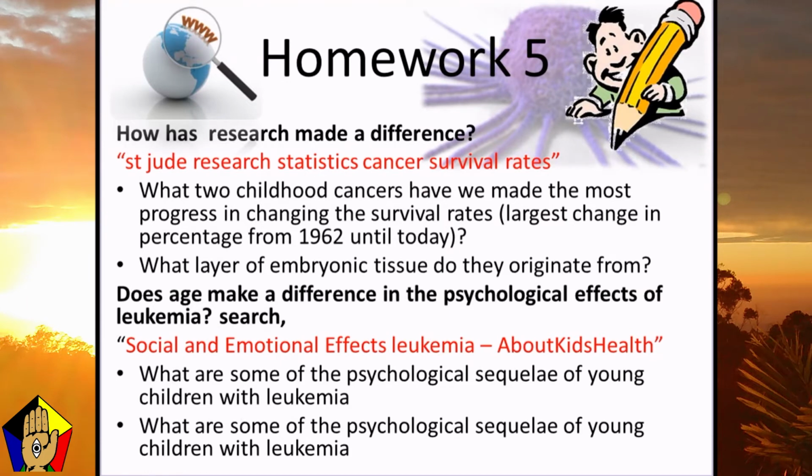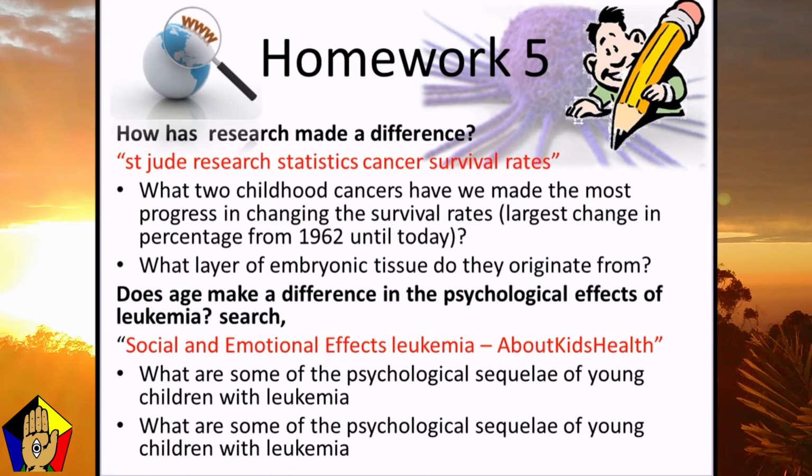There are 2 parts to this homework assignment, and they're really brief. In fact, when you look at this first one, it just shows you like 8 or 9 disorders, and you're just going to pick the ones. But so we want to know, how has research made a difference in childhood cancers? So I want you to actually web search, whatever web format you have, St. Jude Research, Statistics, Cancer Survival Rates, those exact words. And you'll pull up a page at St. Jude's website that shows a list of the changes from 1962 until today. What has happened to the 5-year survival rate in cancers in children?